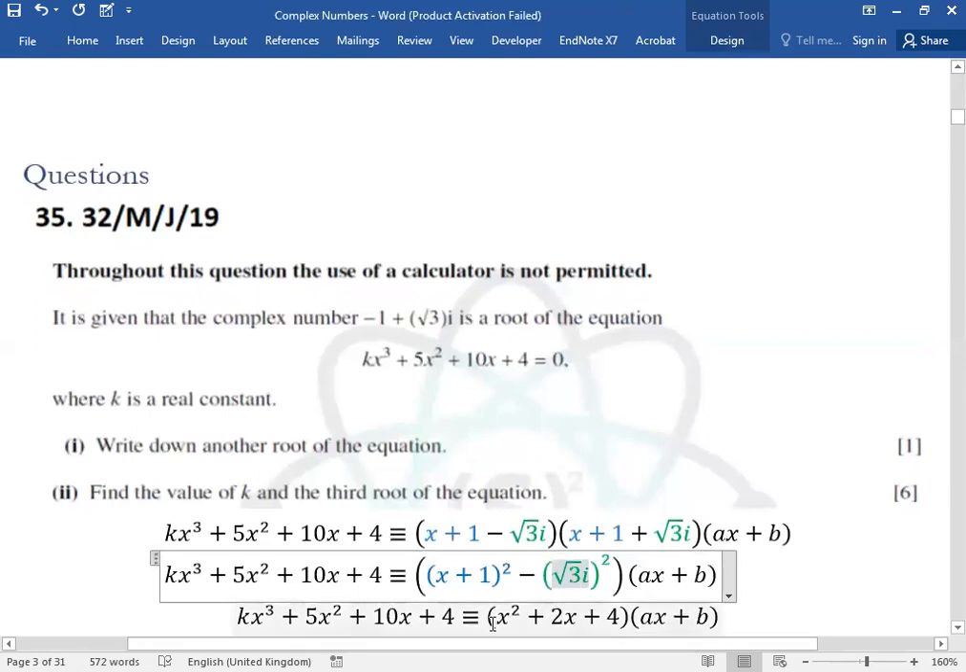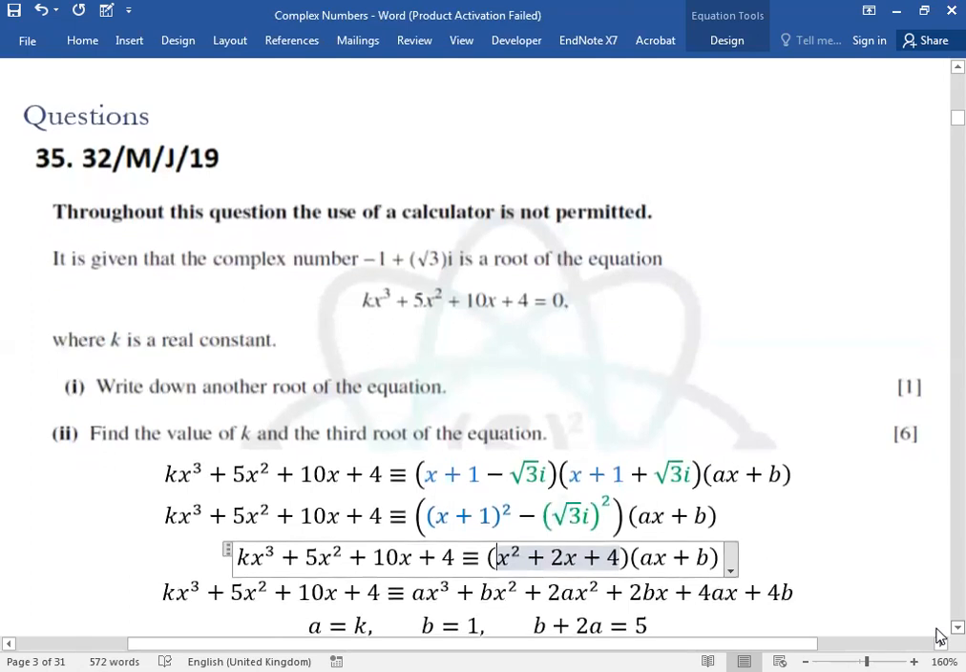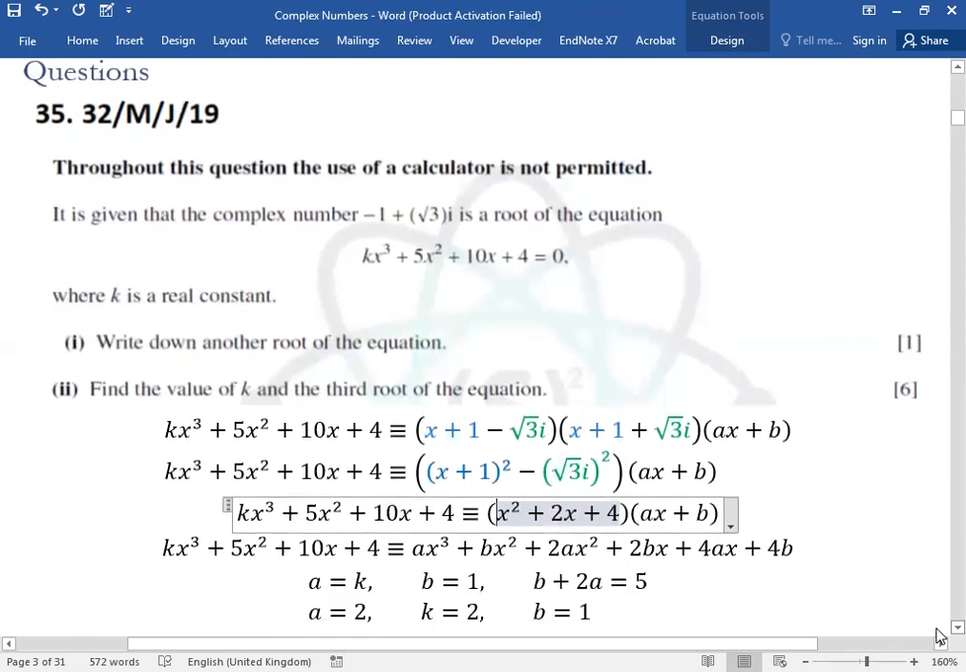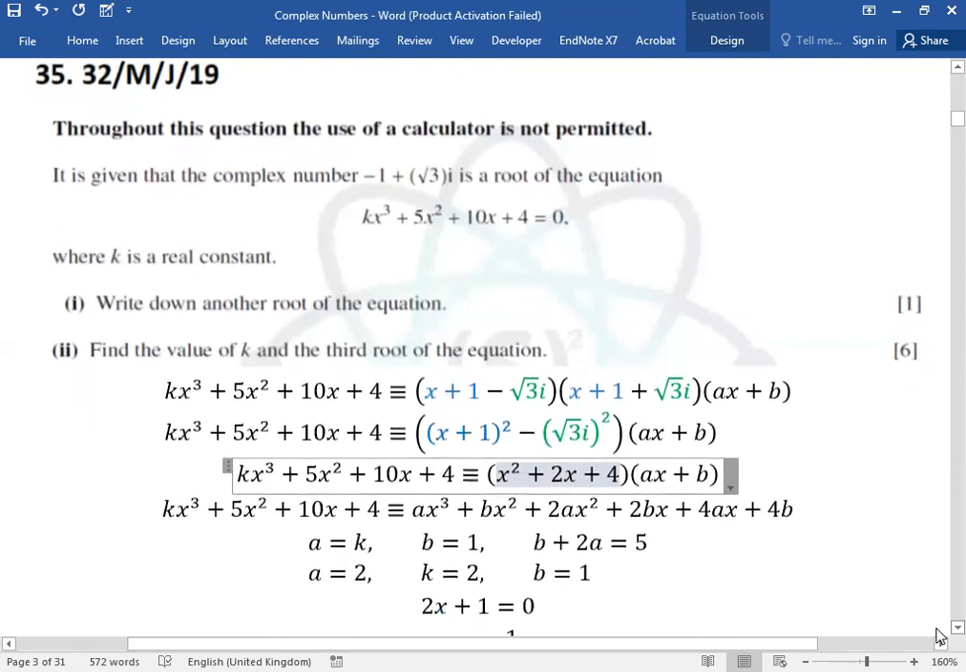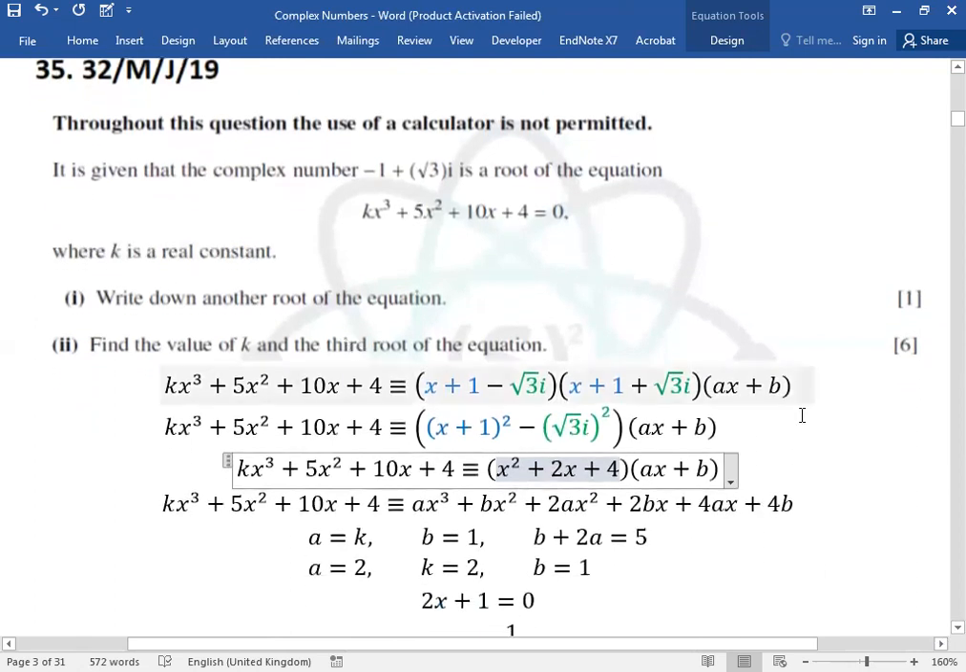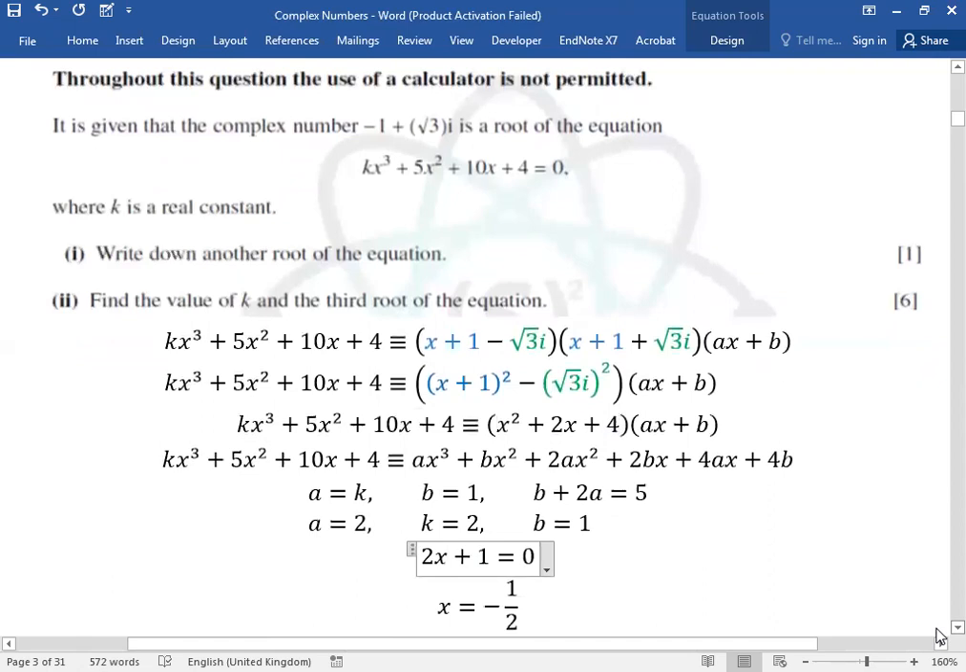So this is a quadratic factor that you get. Then you multiply it by ax plus b. This is what you get. Then you compare the coefficients. You get your values of a, b, and k. So what is the third root? The third factor is 2x plus 1 in this case. So the third root is -1 upon 2. Is this clear, class?